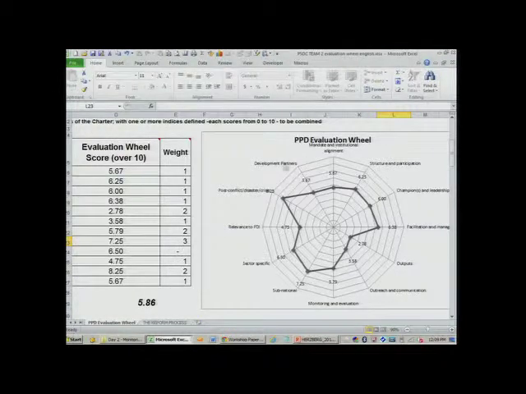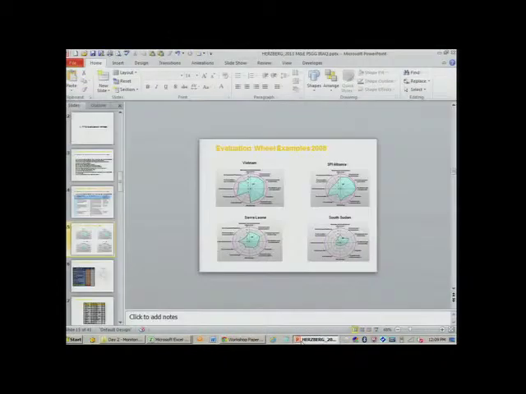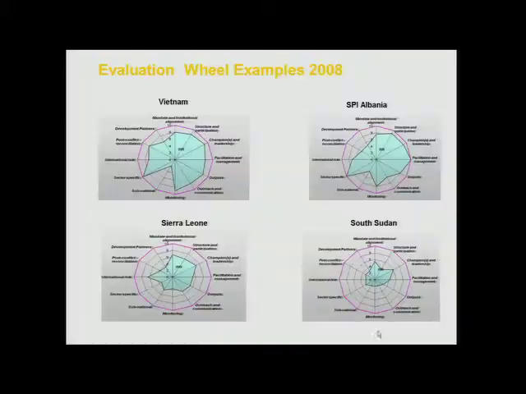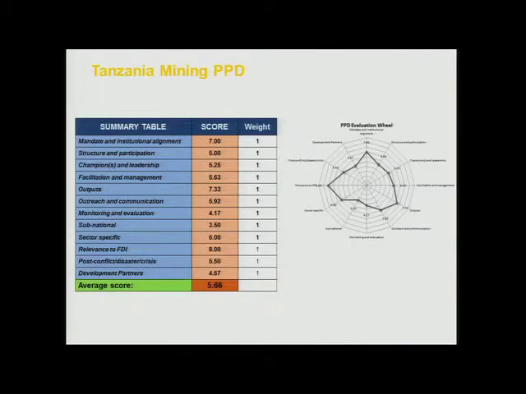So if I go back to the PowerPoint, I can show you that what's interesting is you can take multiple public-private dialogues and compare them. And you can also take, for the same public-private dialogue, a different kind of perspective. So here is an example for mining in Tanzania with a score of 1 everywhere for simplicity, a score of 556 at the end, and an evaluation wheel.